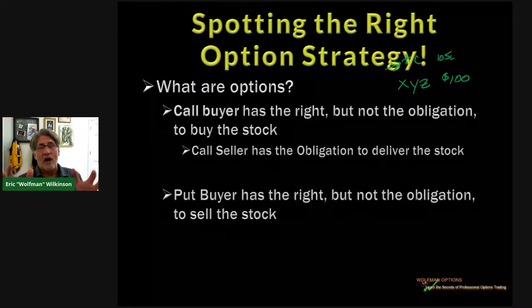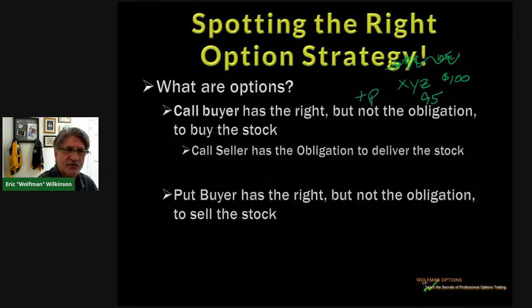And the put buyer has the right, but not the obligation, to sell that stock. So in this example, if I had bought a put at the 95 strike, that means I can sell XYZ stock at 95. Currently it's trading at 100. Do I want to sell XYZ stock at my put strike price of 95? No. I can go out there in the open market and sell it at 100, and save myself the money.